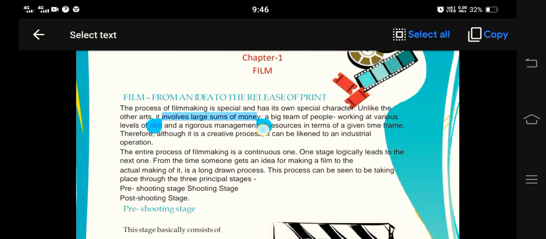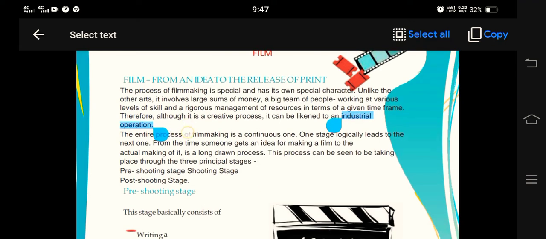It involves a large sum of money and a big team of people with different skills working at various levels. So it requires investment of money, a big team of various skills, and also management of resources. This is what the process of filmmaking requires, and the whole process is a creative process. It is almost similar to an industrial operation. That's why we say it is an industry. So the whole process of filmmaking is a continuous process, and there are a few stages involved.